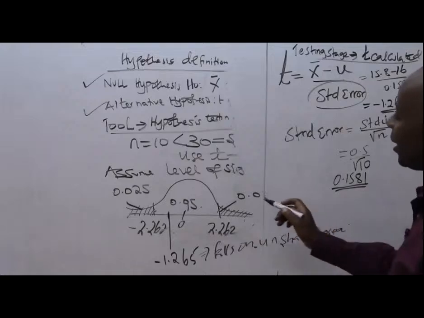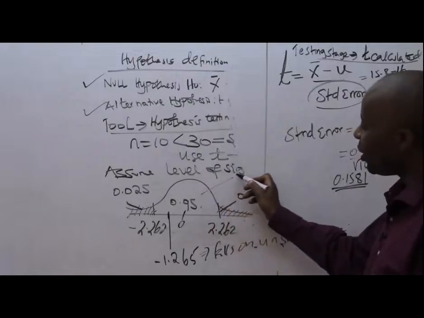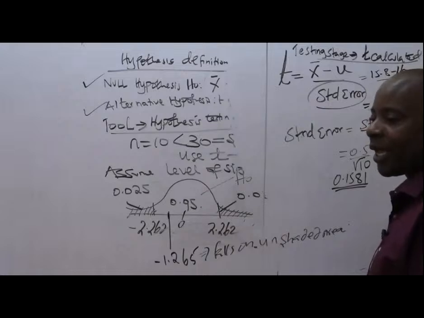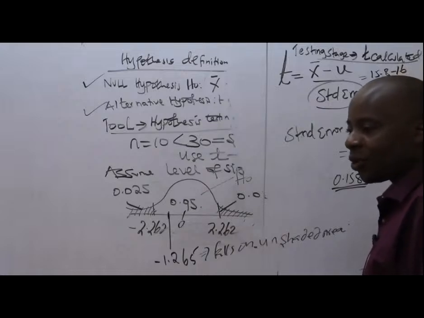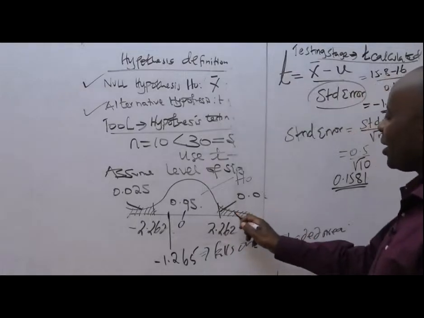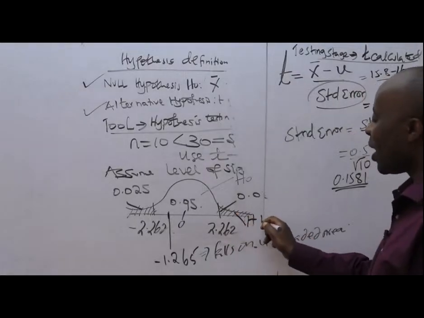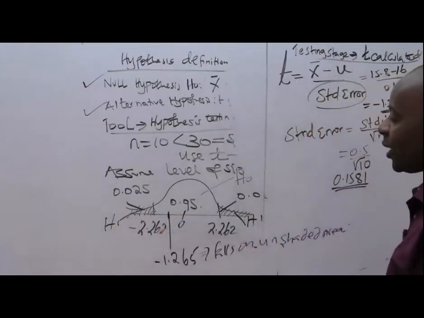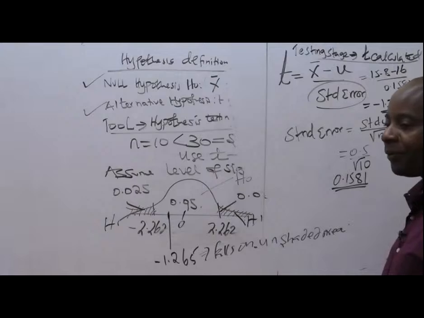And unshaded area, please come and mark your territories very well. Unshaded area is what we call H0. Shaded area is always H1.